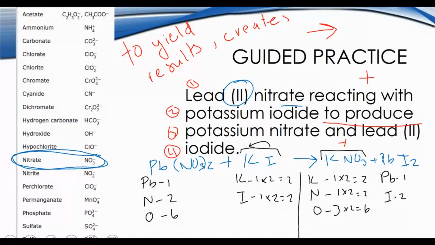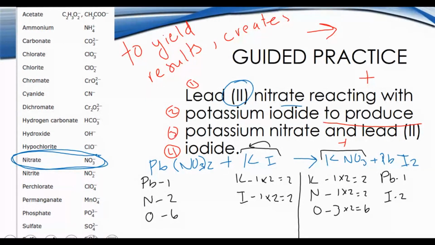So let's look at my numbers. 2 potassiums on each side, good. And look at that. The nitrogens fixed themselves and the oxygens, as usual, got fixed in the process of me fixing the others. So now that all of my numbers match up, we're pretty much done, right?